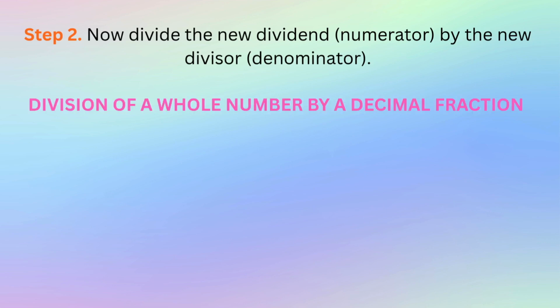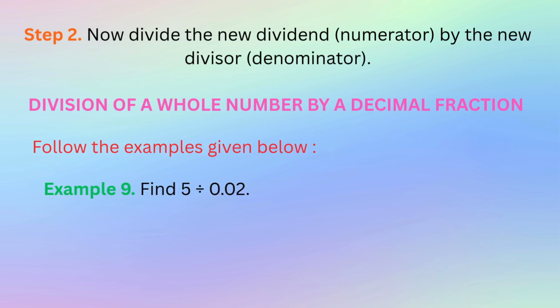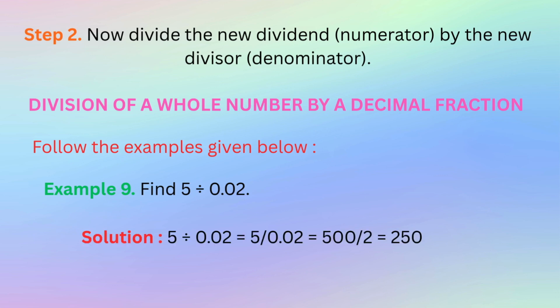Division of a whole number by a decimal fraction. Follow the examples given below. Example 9. Find 5 divided by 0.02. Solution. 5 divided by 0.02 equals 5 over 0.02 equals 500 divided by 2 equals 250.